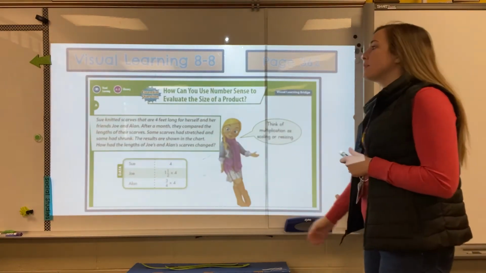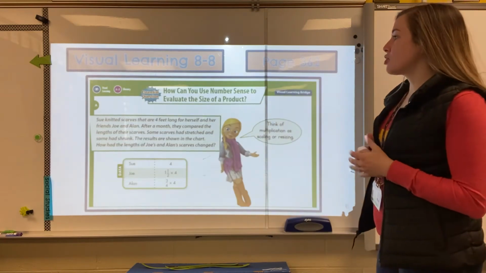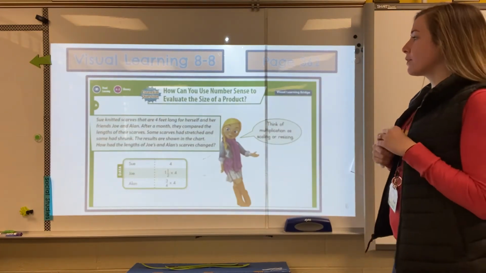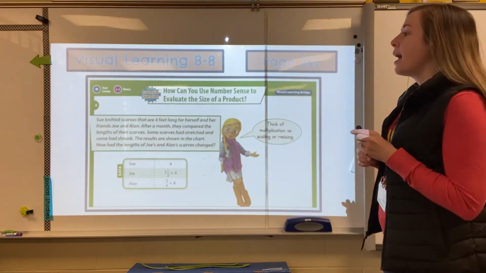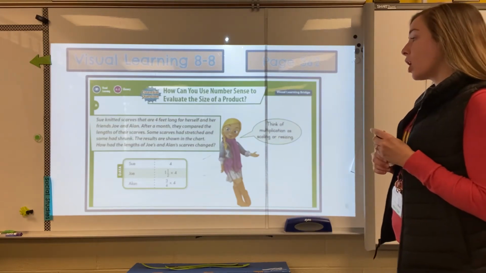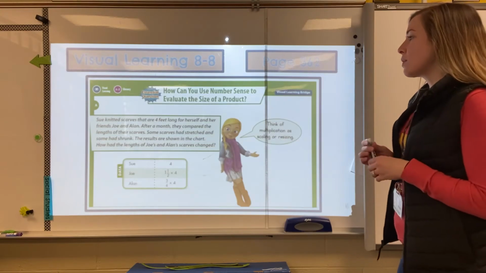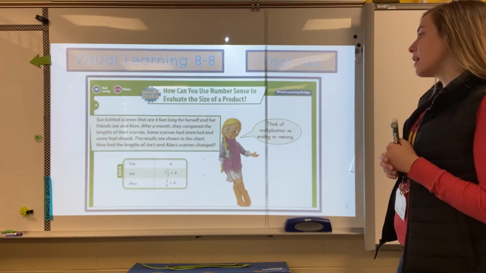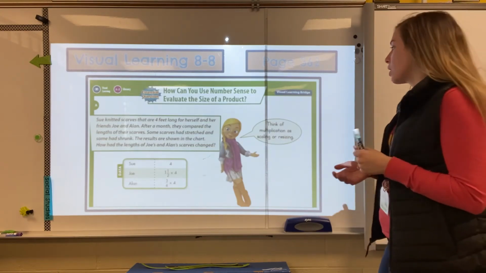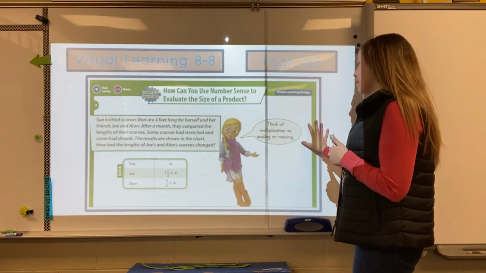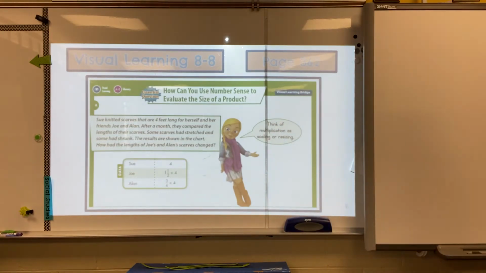Let's take a look at our visual learning problem today. It says Sue knitted scarves that are 4 feet long for herself and her friends Joe and Alan. After a month, they compared the length of their scarves. Some scarves had stretched and some had shrunk. The results are shown in the chart. How had the lengths of Joe's and Alan's scarves changed? So we need to think of multiplication as scaling or resizing to help us understand.